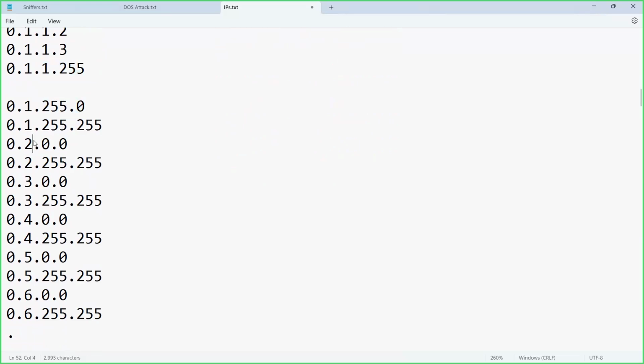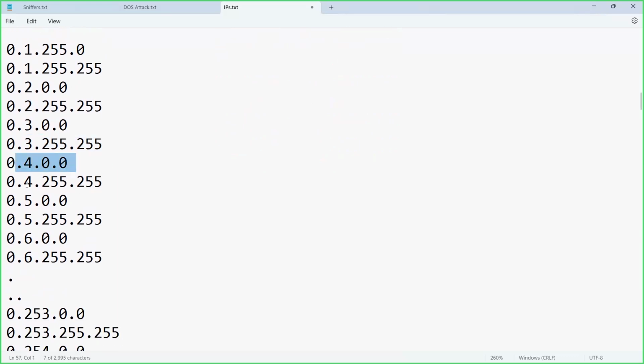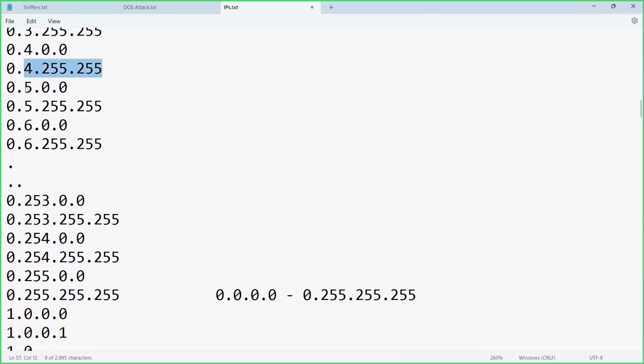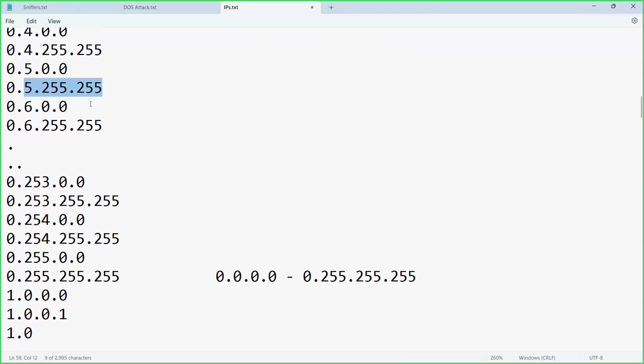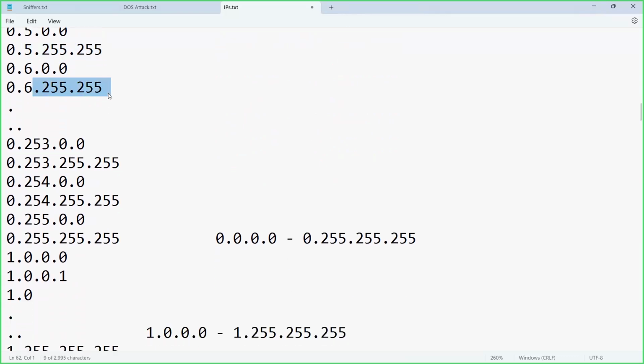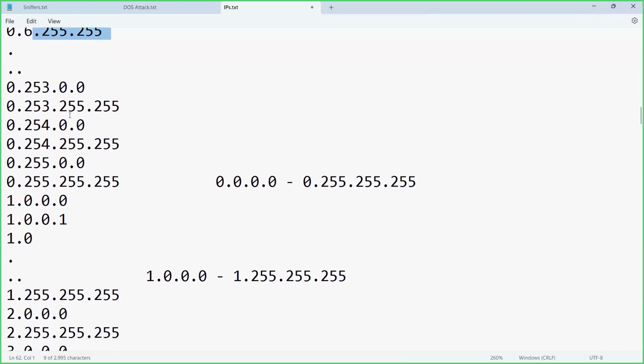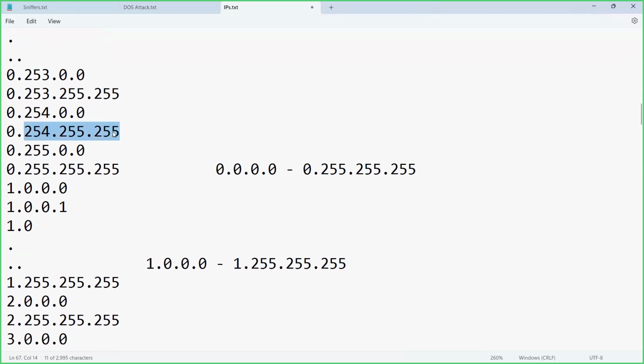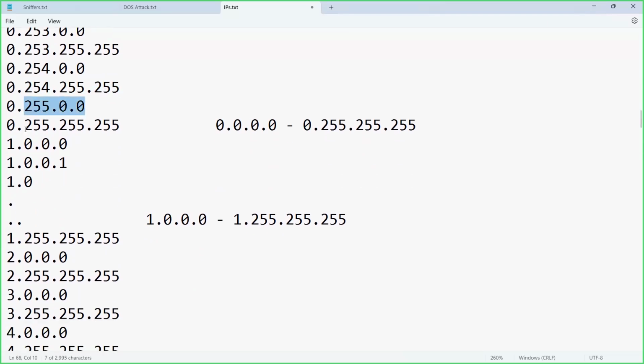Then this 1 changes to 2. So this goes on from 2.0.0 to 2.255.255. 3.0.0 to 3.255.255. 4.0.0 to 4.255.255. 5.0.0 to 5.255.255. 6.0.0 to 6.255.255. Like that, the pattern keeps on repeating. And somewhere down the line, you would have 254.0.0 to 254.255.255, and 255.0.0 to 255.255.255.